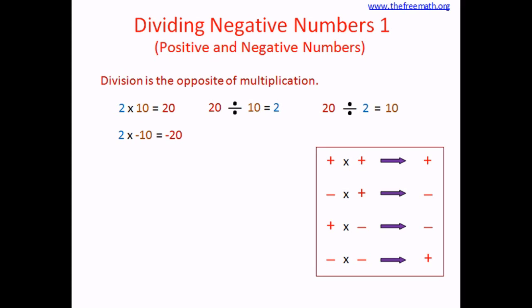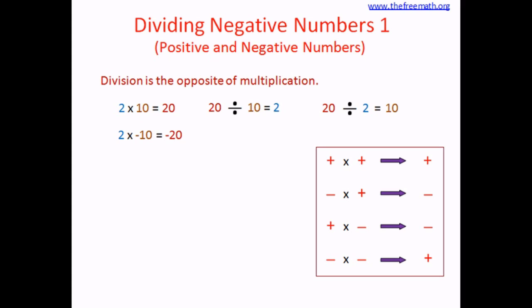2 is positive and negative 10 is a negative number, and therefore the product is negative 20, which is a negative number. So if I have to write this multiplication as a division, that means if I have to do the opposite thing, how would I write that?